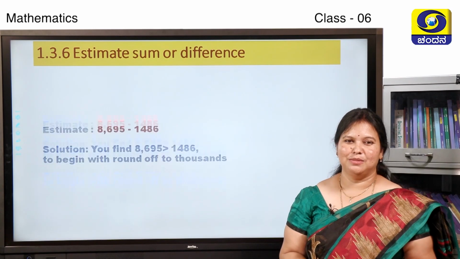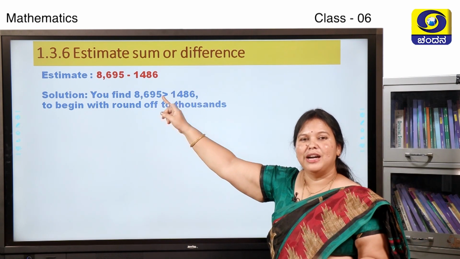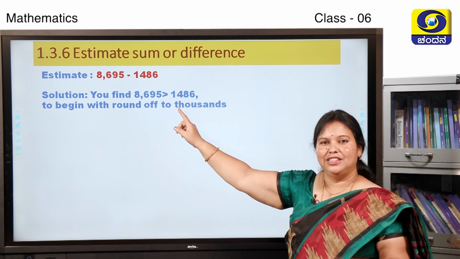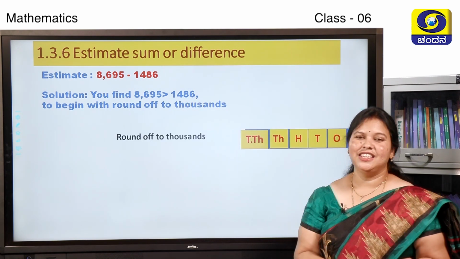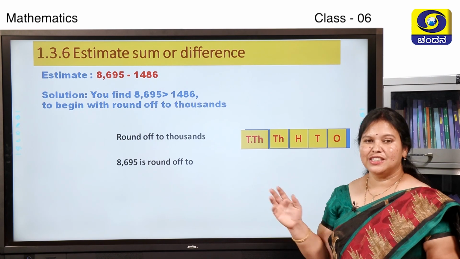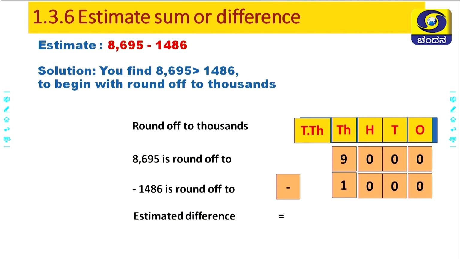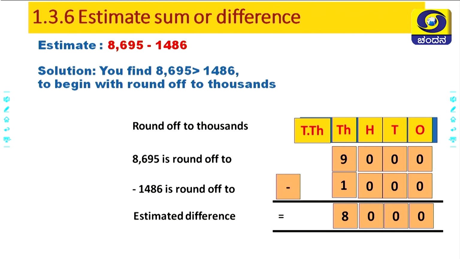Let's see another example. Here you have to estimate 8,695 minus 1,486. Here 8,695 is greater than 1,486. Let's see how to solve this. 8,695 is rounded off to 9,000 and 1,486 is rounded off to 1,000. So, by subtracting these two we get the estimated difference, that is 8,000.